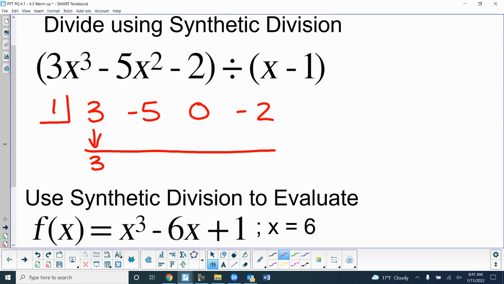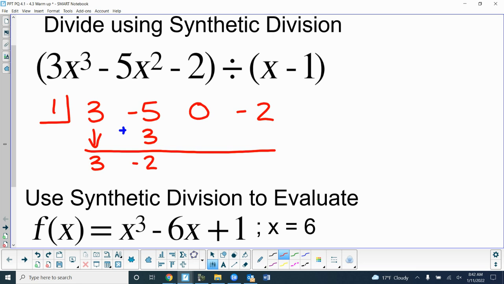Okay. Now, we multiply 1 times 3 and put that answer under the next number. And then what are we supposed to do with those two numbers? We're supposed to add them. Okay? Long division, we subtracted after we did the multiplication, right? Yeah. But for synthetic division, after we do the multiplication, we do addition. So -5 plus 3 is a -2.